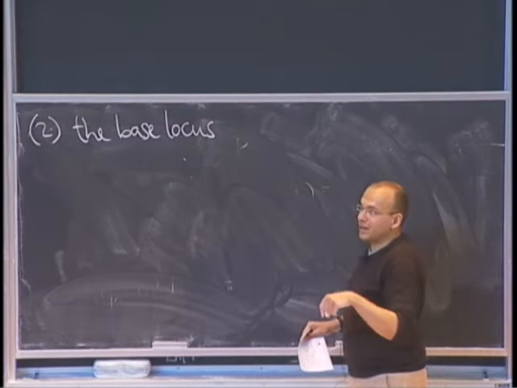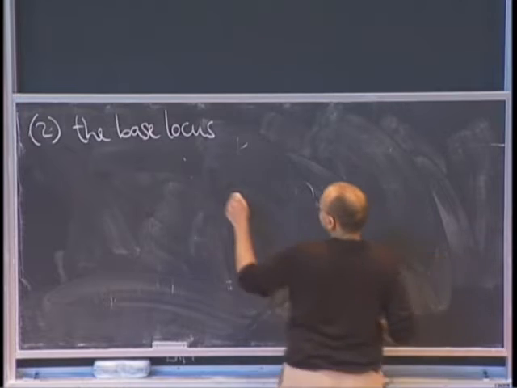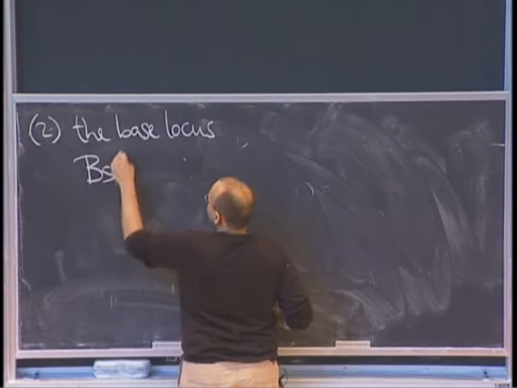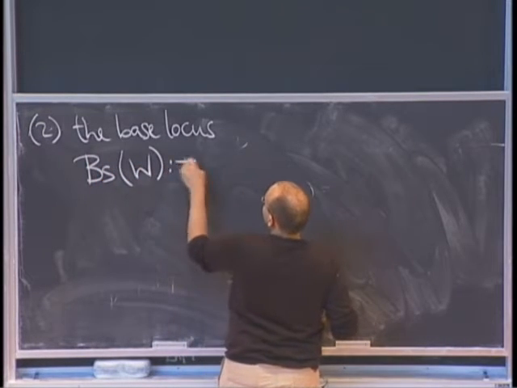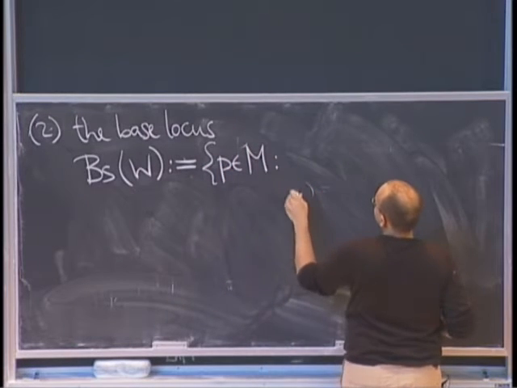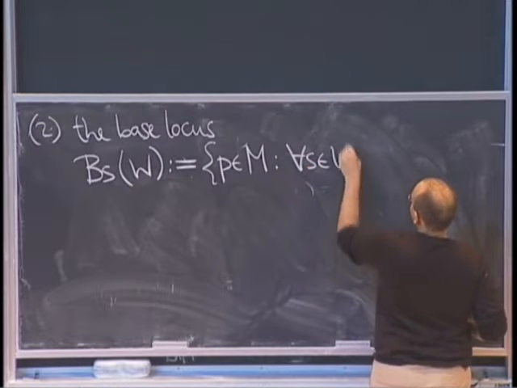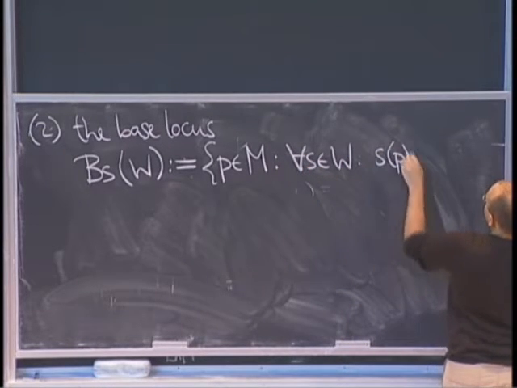And the points where that happens are usually called the base locus, or indeterminate locus, of your linear system. So this is the base locus of W, the point set of all points in M where for all S in W, S of P is 0.